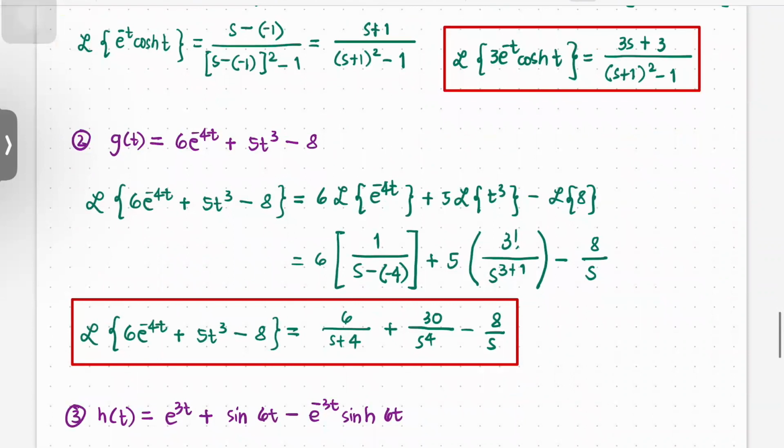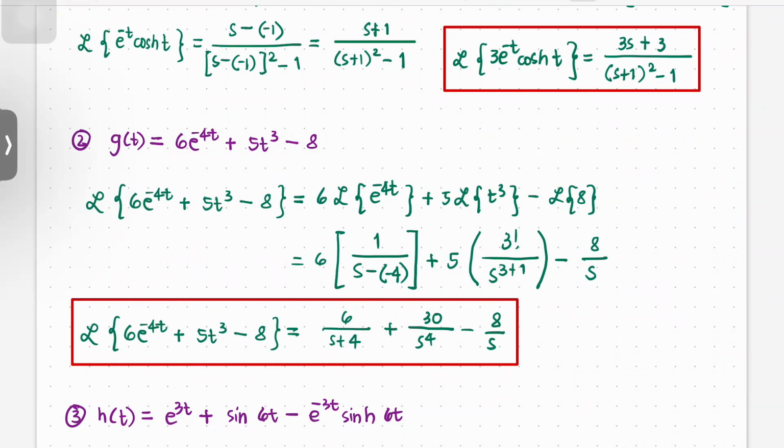We have the 6e to the negative 4t plus 5, t cubed minus 8, okay? So, mura na siya ibulag, kung ano yung Laplace transform ani, plus Laplace transform ani minus the Laplace transform ani. Okay, so we use the linearity of theorem of Laplace transform. And then each term class, taon din nato asa nato ma-apply. Unsa atong pwede ma-apply sa iya.